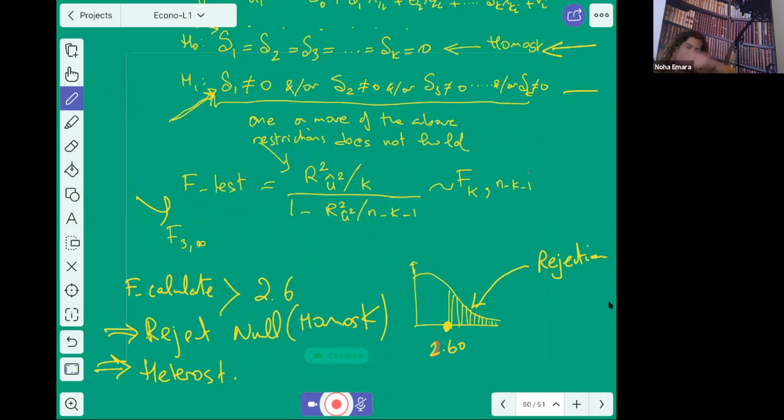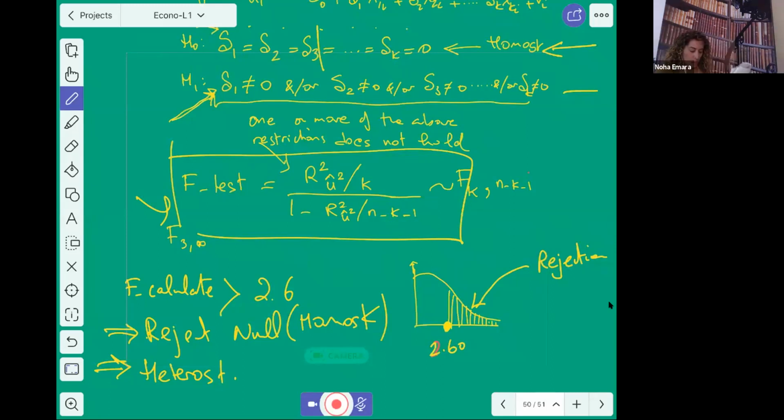And the opposite is true. If the F I calculate from this formula is less than 2.6, and again, I'm just making the assumption that I only have 3 X's, then I'm going to accept the null and say, okay, I have a homoskedastic model.